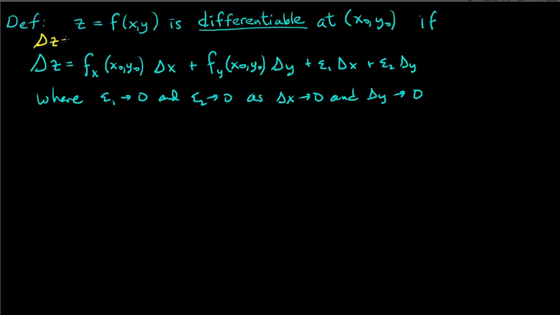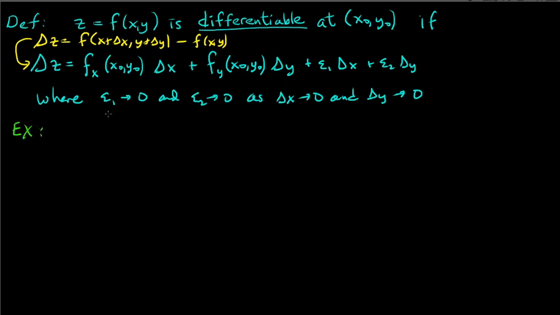Ordinarily, delta z is just the following: f of x plus delta x, y plus delta y, minus f of x, y. So that's the definition of delta z. However, if you can write delta z in this form, and you can't always do that. If a function is not differentiable, then you won't be able to write it this way. But if it is differentiable, you can write it either way.